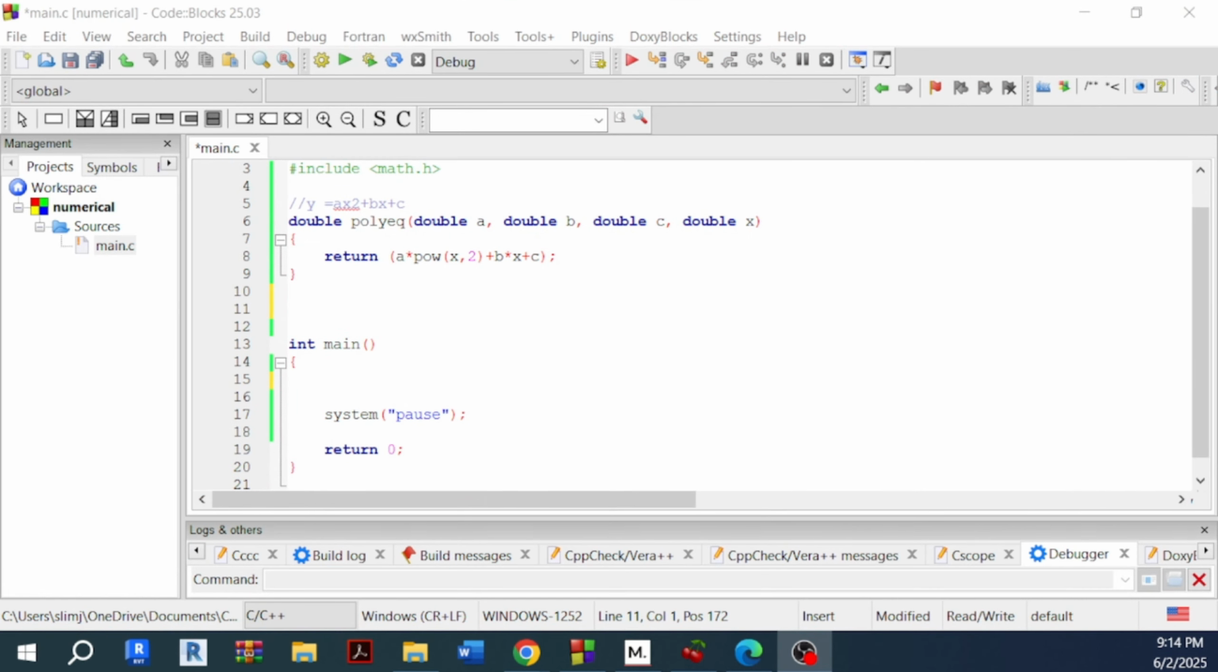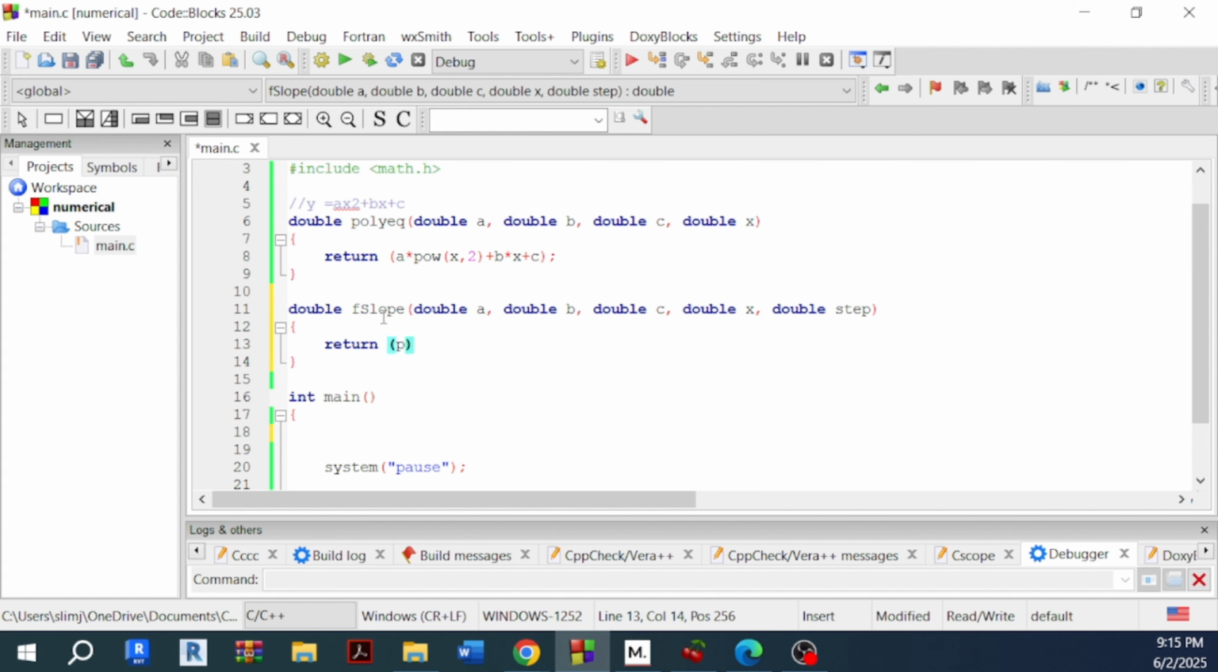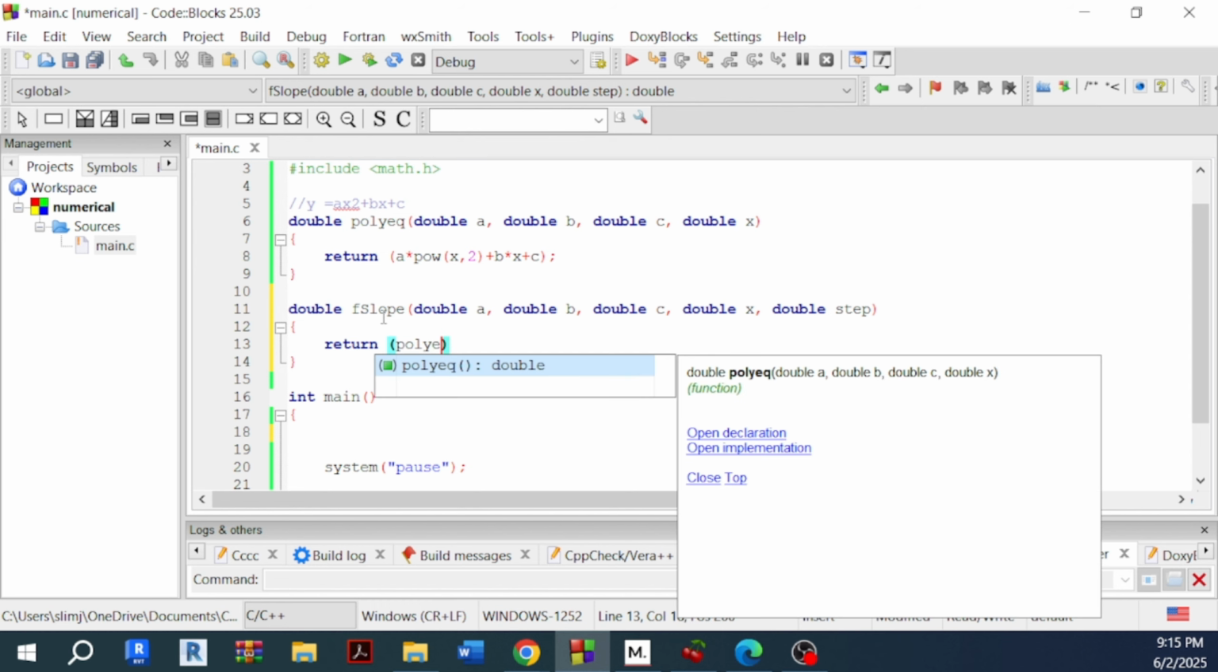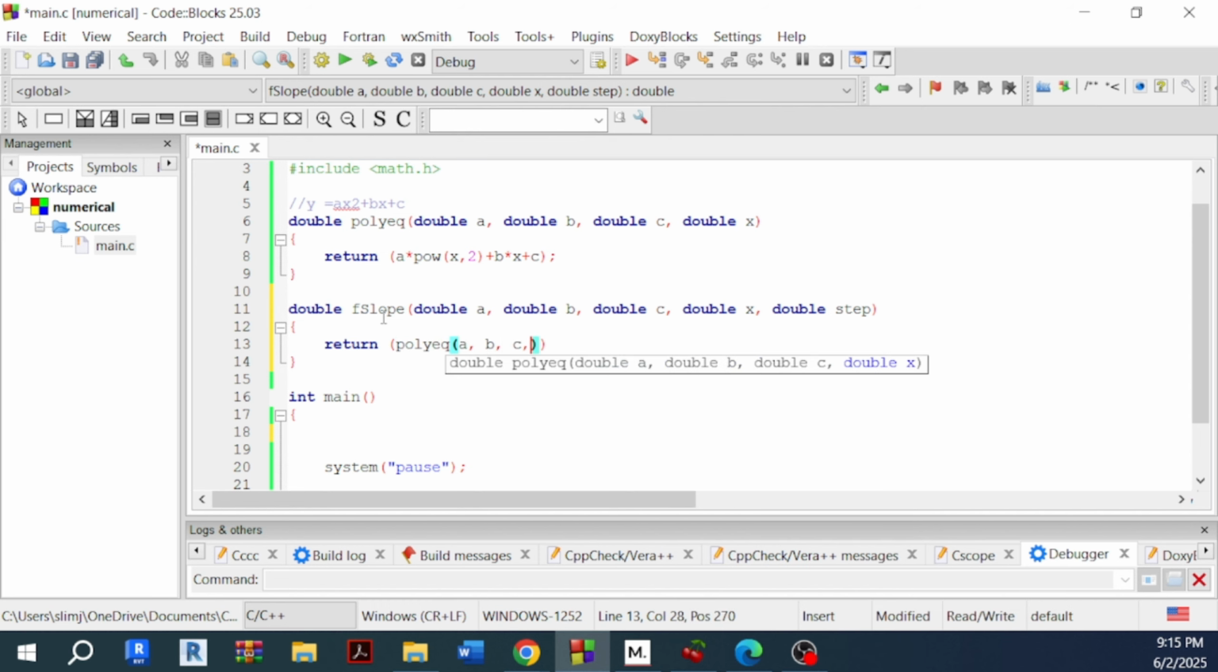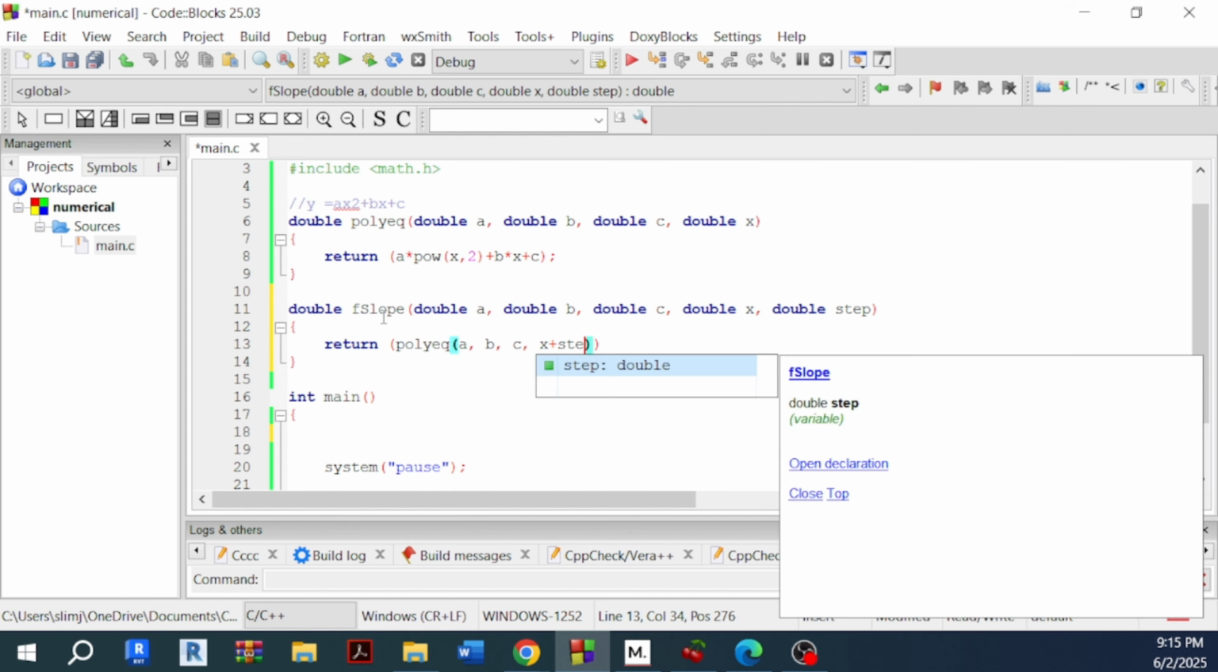Let's write the function that will return the slope. Def f_slope(a, b, c). These are the same parameters for the polynomial equation, x, and we need the step, which is the value of h by the way. Return rise over tread. So polynomial equation of a, b, c, and x plus step. Here we need, by the way, the forward minus the backward.